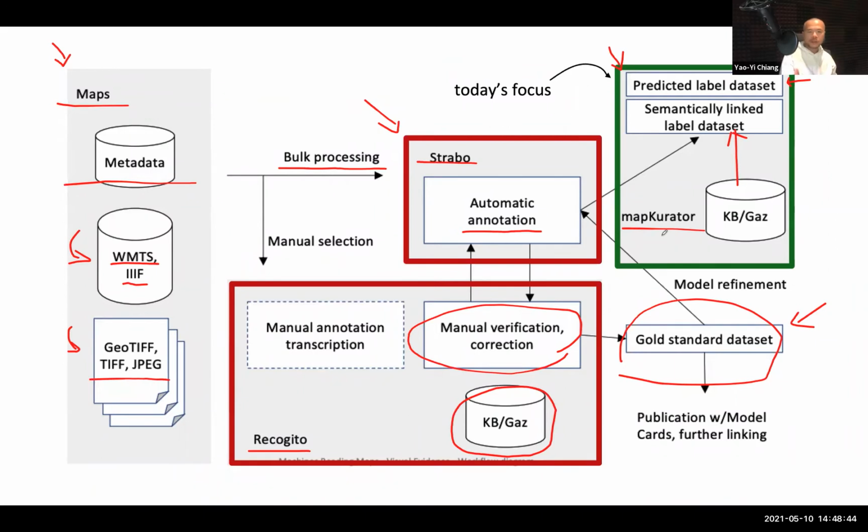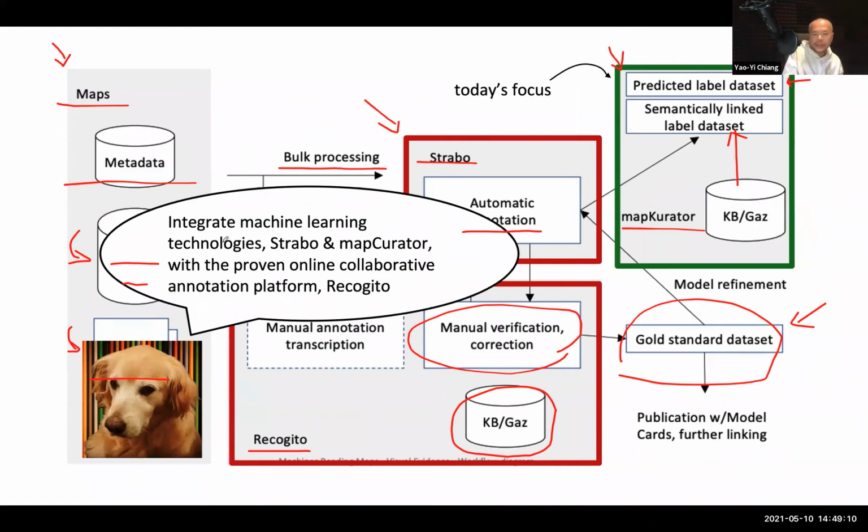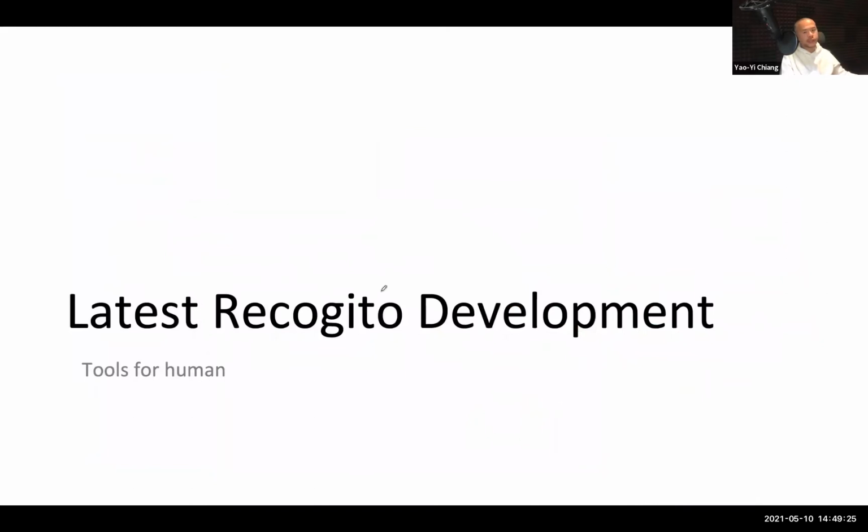One important thing: after this summer, we plan to release our first version of the integrated Recogito, Strabo, and Map Curator, so that the user will be able to use Recogito with some semi-automatic help from Strabo and Map Curator to annotate historical maps very easily. The overall goal in MRM is to integrate machine learning technologies, which include, in this case, Strabo and Map Curator, with the proven online collaborative annotation platform, Recogito. So let's look at the latest Recogito development first.